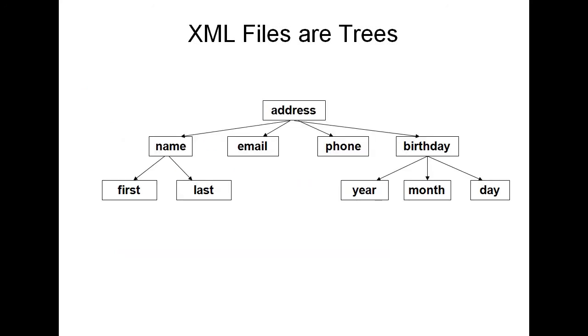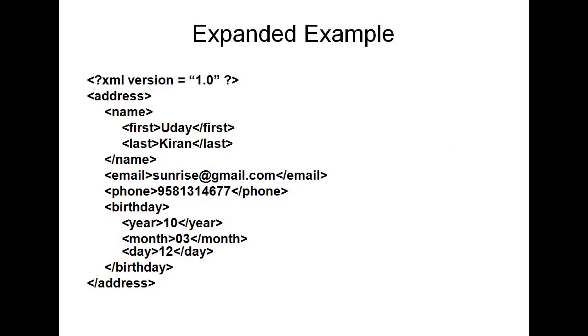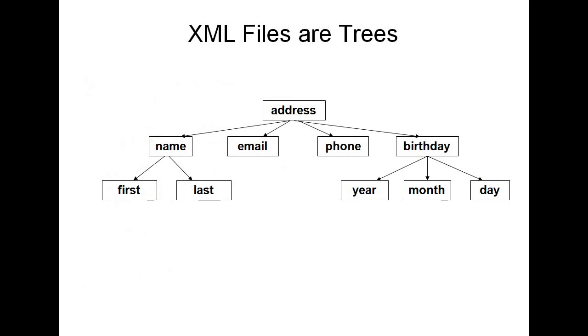Whenever I have an XML file, your parser is going to create an XML tree for the file. The root node in my XML document begins with a tag called address. So the first tag of my XML document is treated as the root node, and under the root node I have a name tag, email tag, phone tag, and a birthday tag. Under the name we have the tags first and last, and under the birthday we have year, month and day.